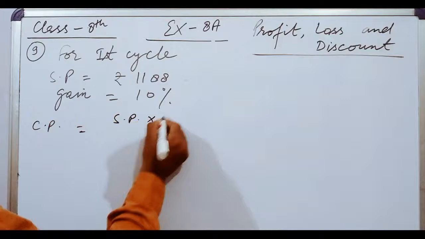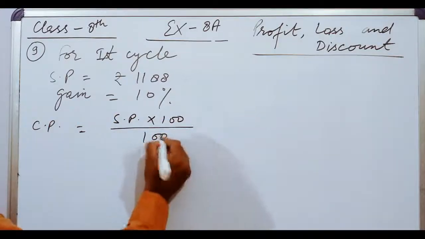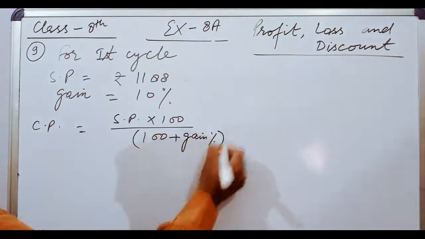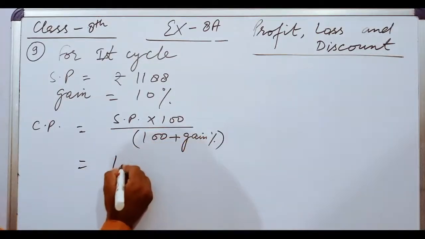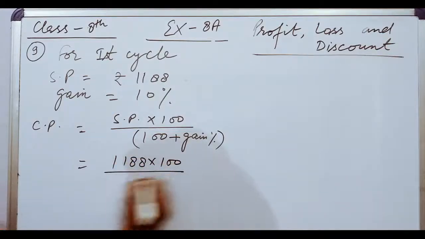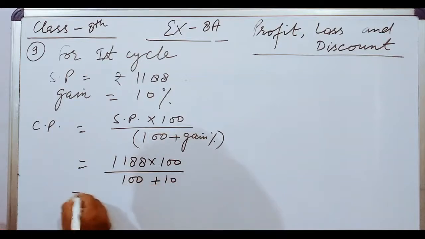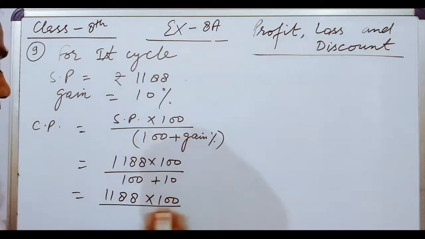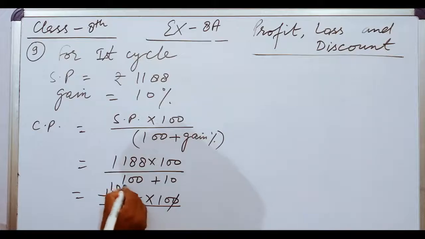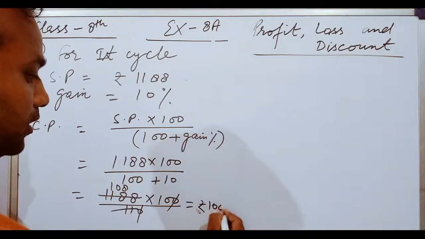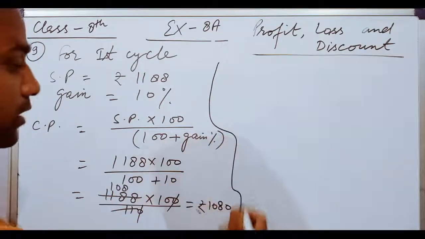SP into 100 upon 100 plus gain percent. 1188 into 100 upon 100 plus 10, which is 1188 into 100 upon 110. The zeros cancel. 11 ones are 11, 11 eights are 88. Then it will be 1080 rupees.